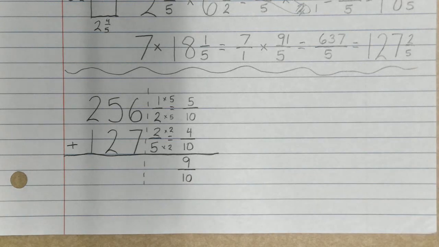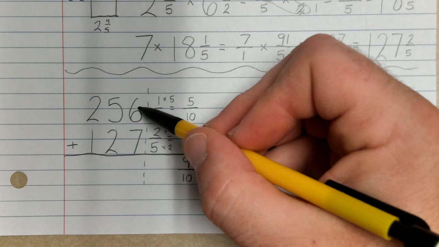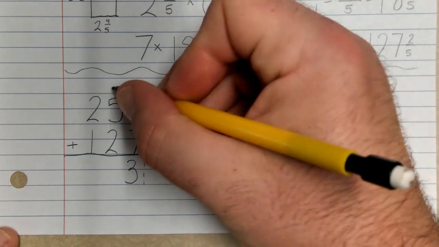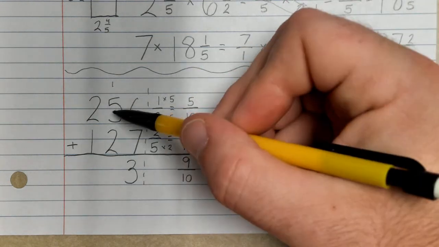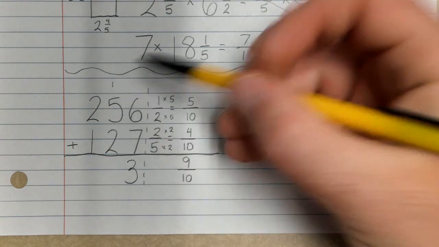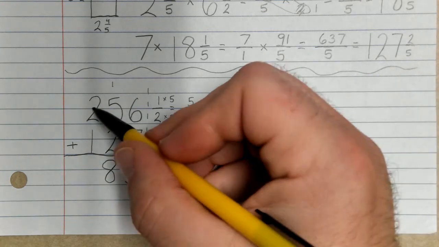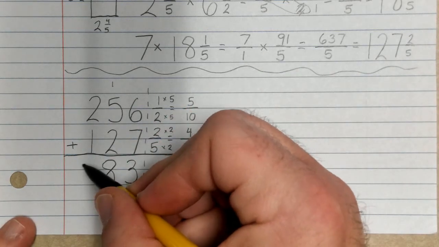Okay, that's not terrible. 6 plus 7 is 13. We'll have to carry the 1. 5 plus 2 is 7. Plus 1 more is 8. And 2 plus 1 is 3.